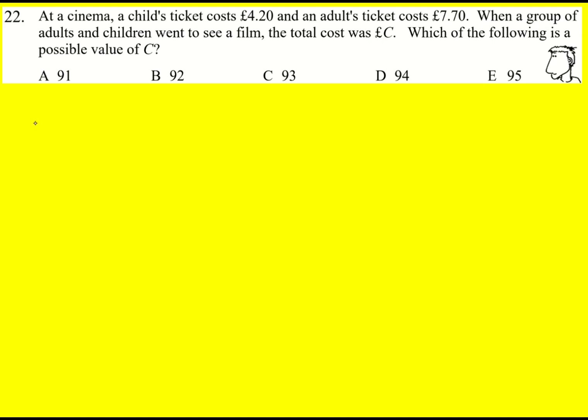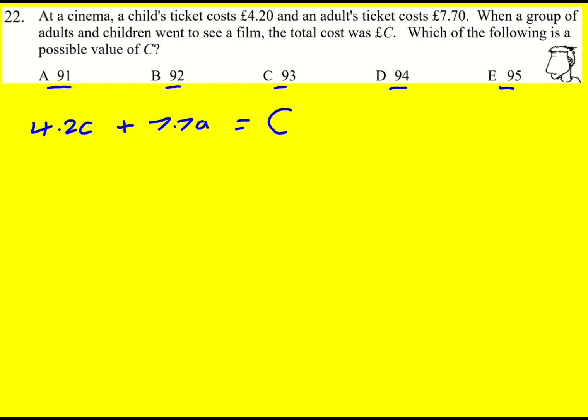Charles' ticket costs £4.20, so if there are C children, it would cost 4.2 times C. Similarly, for adults, it'd be 7.7 times A, and if we add these together, it will give us our total cost. Now, this is not a Diophantine equation, but we're interested in the value of capital C being a whole number, which means that actually we're interested in turning it into a Diophantine equation, finding integer values for little c, a, and capital C.